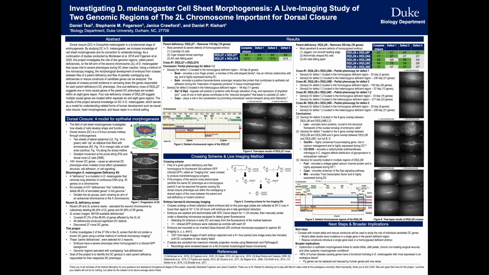3 candidate genes I've hypothesized for this are fusyl, CYP, and MID. Moving forward, alternative crosses with mutant alleles and rescue constructs will be used to study the role of individual candidate DC genes.